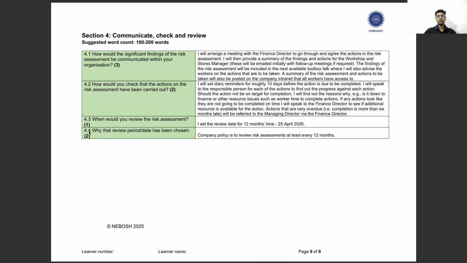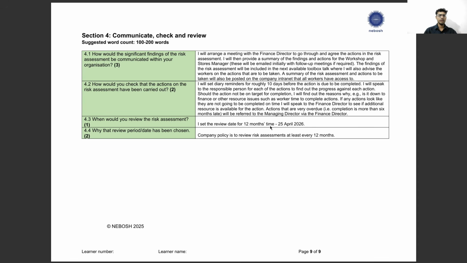Now when coming to 4.3, when would you review the risk assessment? It is very simple. I set the review date for 12 months time, 25th April 2026. I'll just give an example. Here it is said 25th April 2026. I set the review date for 12 months time. So in all the documents, you shall put 12 months time.